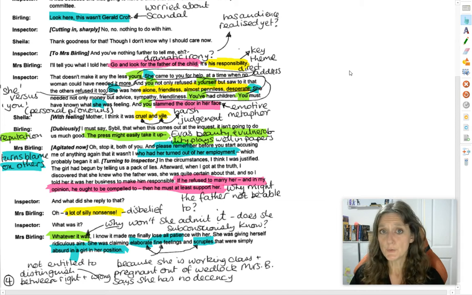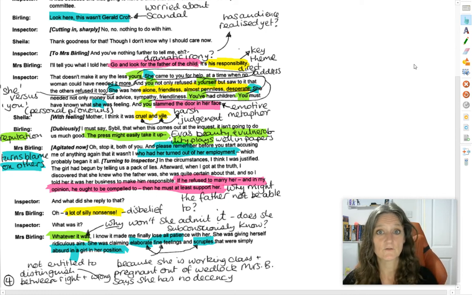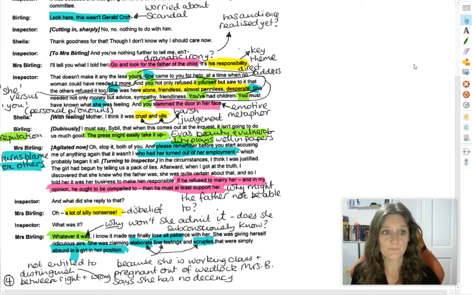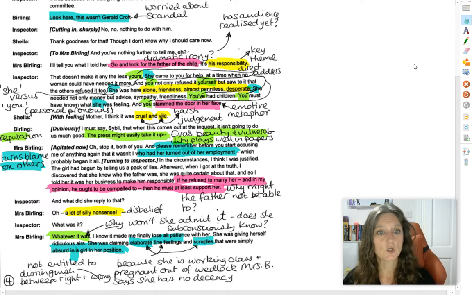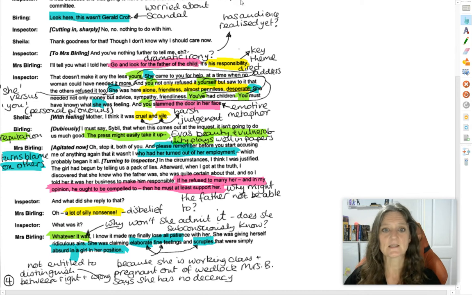When did you realise that Eric was the lazy young man that they were talking about, the drunken young man that Mrs Birling was telling us all about? I'm going to bet it's just around about this little section here that the penny is starting to drop for you guys in the audience. So Mrs Birling says, go and look for the father of the child. It's his responsibility. So we're back to this theme of responsibility. Who's responsible? In this section, I'm really noticing the pronouns.